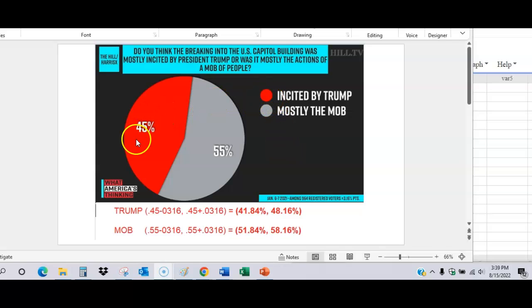And red, this part of the pie, 45% indicated they thought it was incited by Trump, and 55% said it was mostly the mob. So from that sample of 964 registered voters, that's the information they received. This is our margin of error. This is what we use to create a confidence interval, plus or minus 3.16 percentage points. And this is what we're going to learn how to calculate.